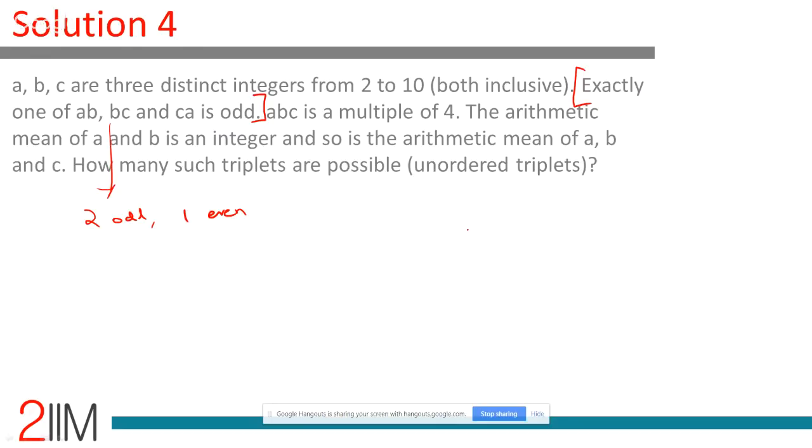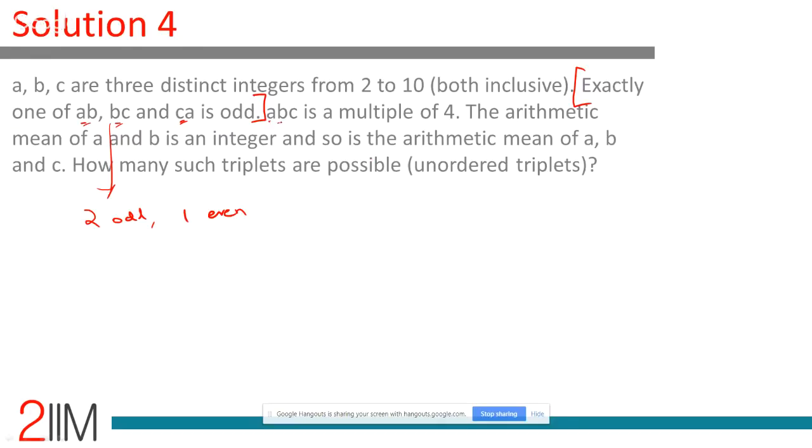If all three were odd, then all three products would be odd. Only one product is odd. That means there are two odd numbers. Suppose B and C were odd, then B×C will be odd. A is even, so A×B will be even and C×A will be even. That statement tells us two of the numbers are odd and one is an even number.